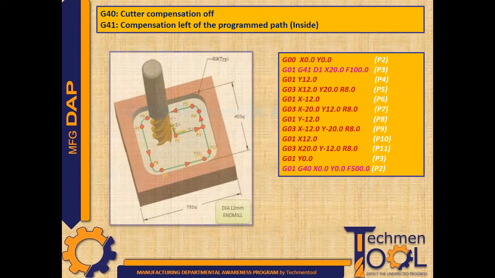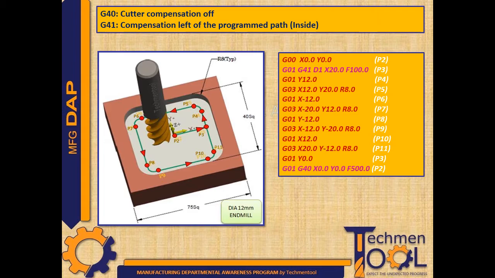G41 compensation left of the programmed path, inside. In this sample program, after the rapid movement, the G41 compensation code is provided along with D1 offset X20 and feed rate 100 microns to move the tool to the left of the programmed path as shown in the figure. Then necessary linear and circular movement takes place by considering compensation values as per instructions. Finally, the G41 code will be cancelled by the G40 cutter compensation cancel code by moving the tool to the X0, Y0 position at the feed rate of 500 microns.